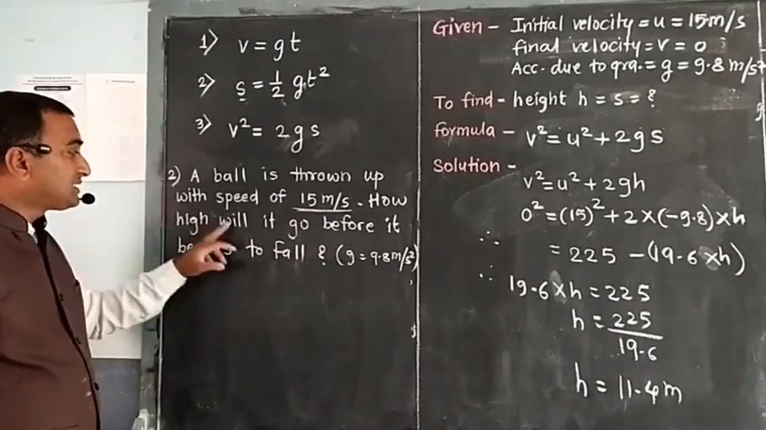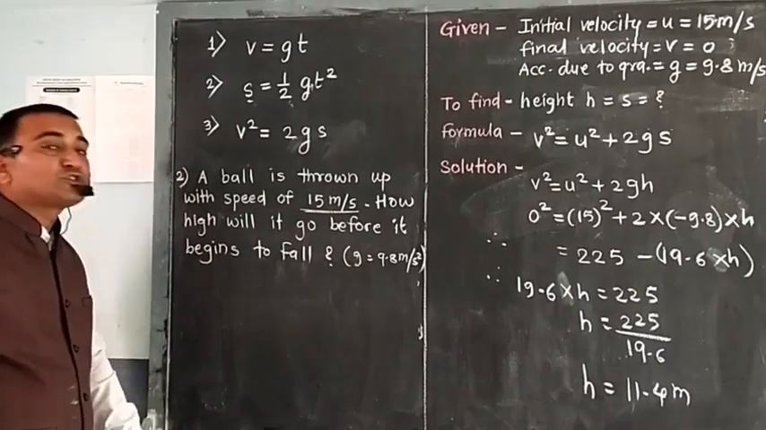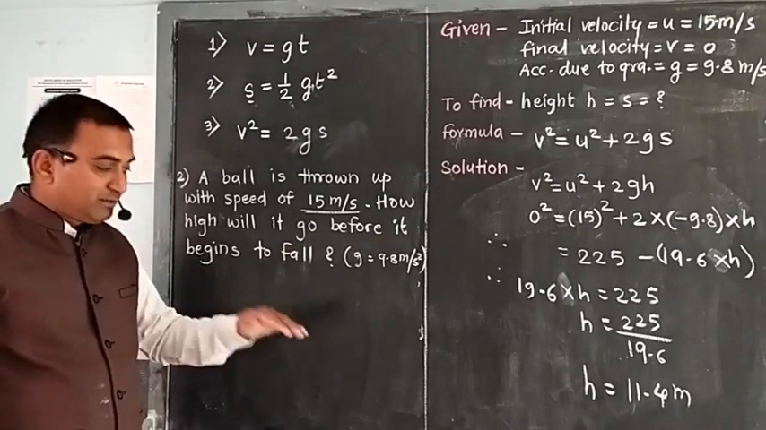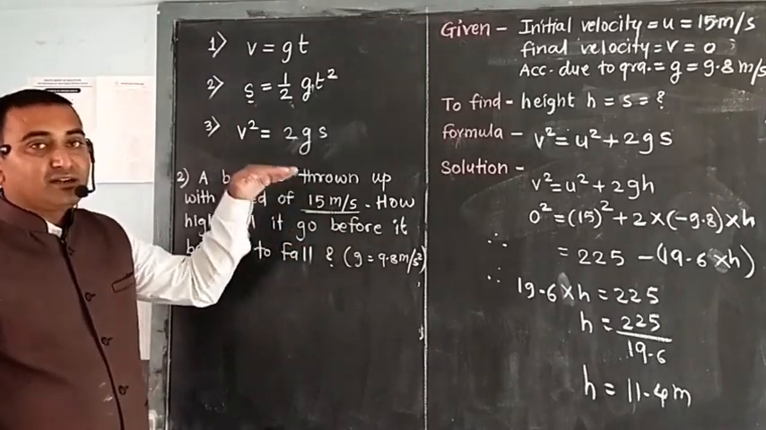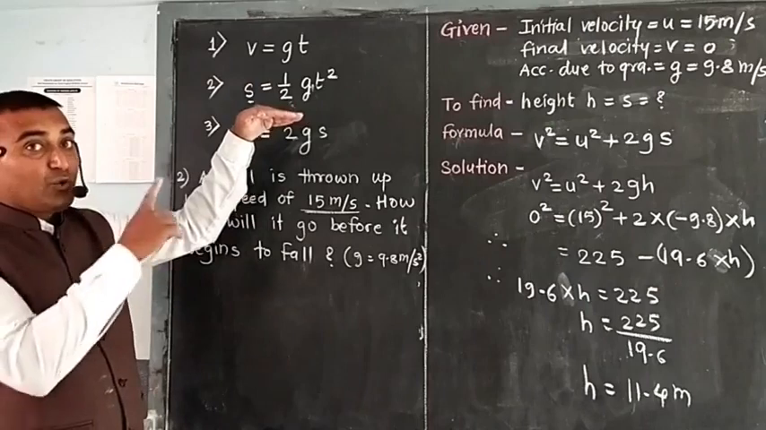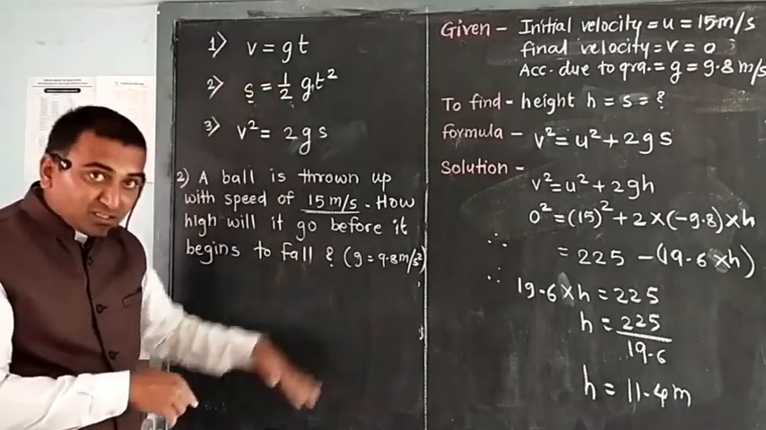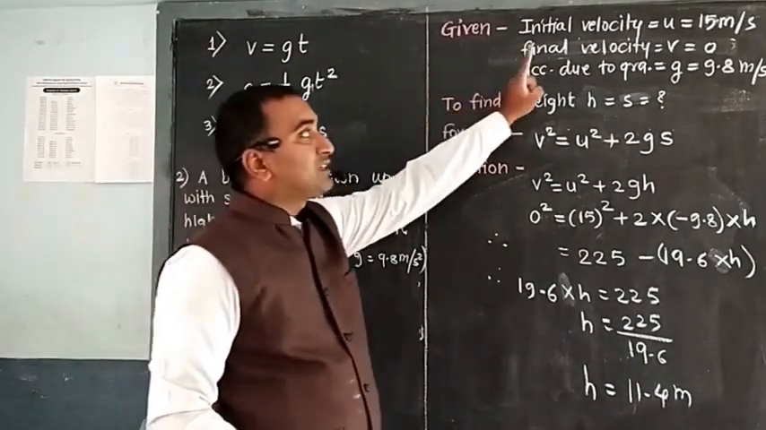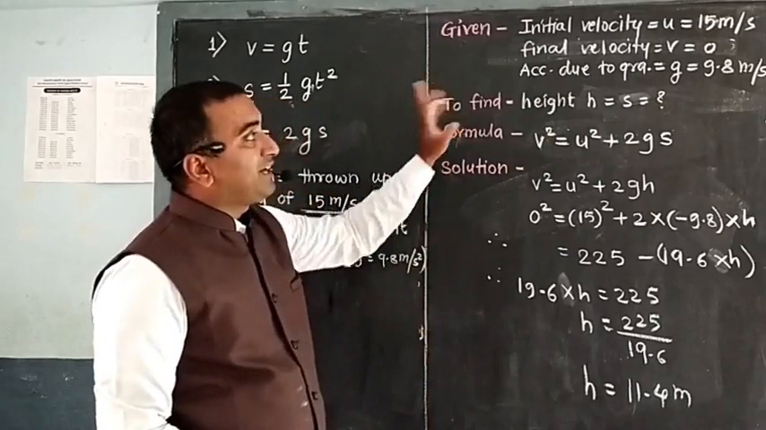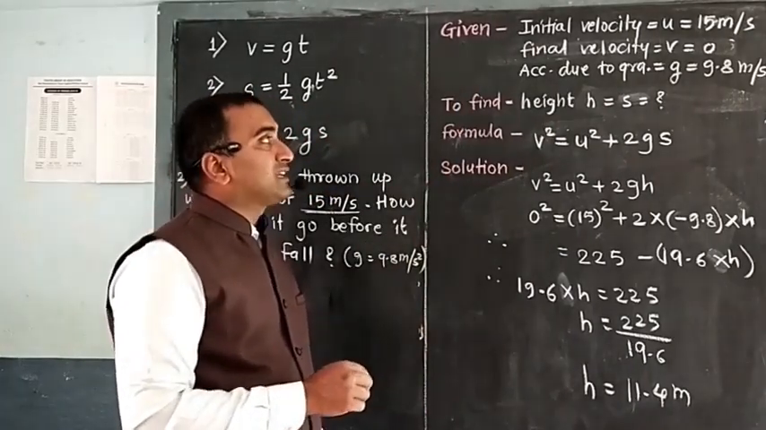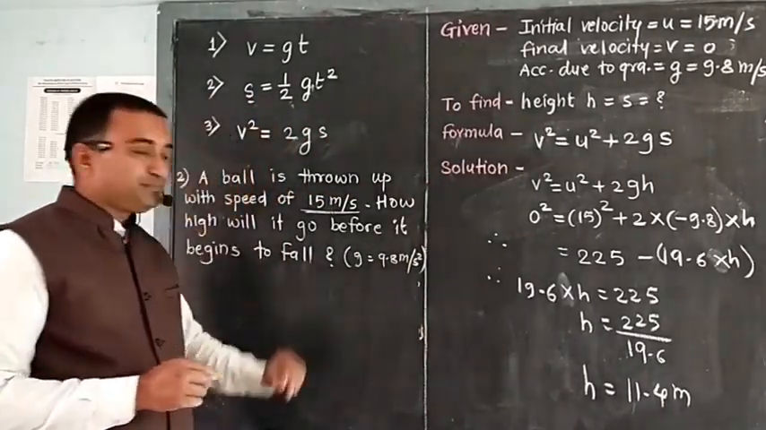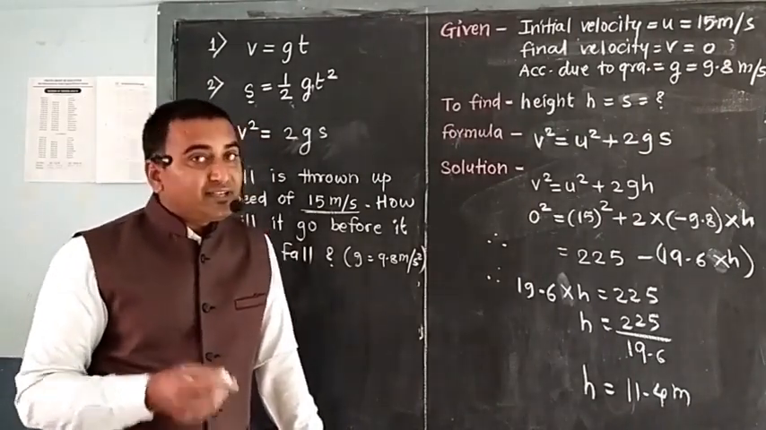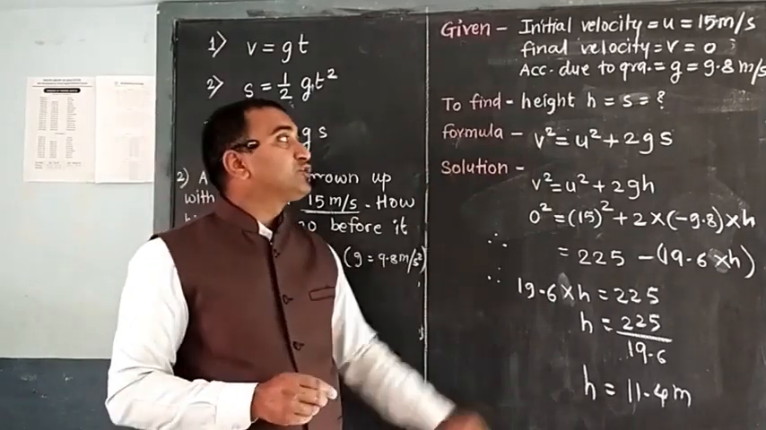How high will it go before it begins to fall? Before it begins to fall, it will be at rest, right? It will go up while the velocity decreases. The velocity becomes 0, that is now v = 0. While coming down, the initial velocity is 0. But here we should consider initial velocity 15 meters per second, final velocity 0, and acceleration due to gravity 9.8, which they have given. But while the object is moving upward, acceleration due to gravity is negative. So the value of g we should consider negative.